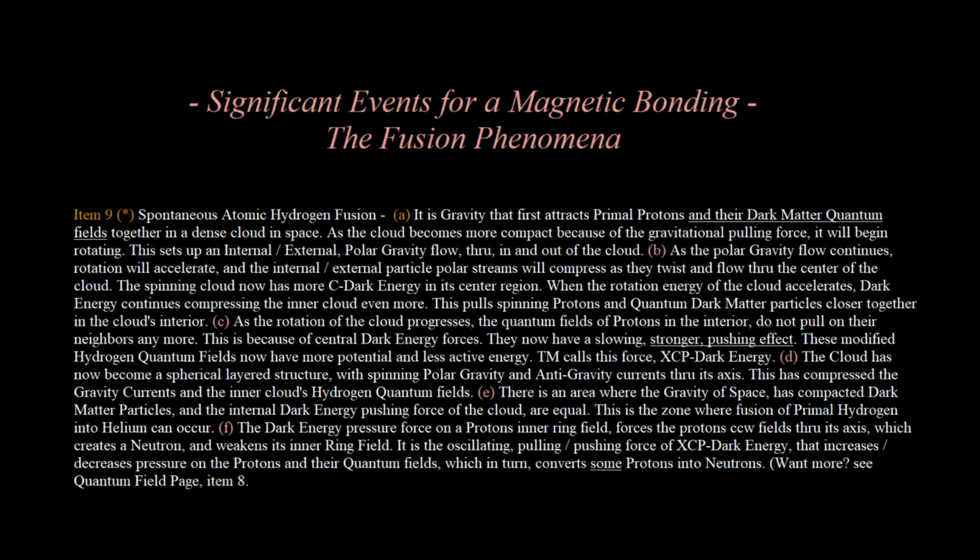As the cloud becomes more compact because of the gravitational pulling force, it will begin rotating. This sets up an internal, external, polar gravity flow through, in, and out of the cloud. B. As the polar gravity flow continues, rotation will accelerate, and the internal, external particle polar streams will compress as they twist and flow through the center of the cloud.